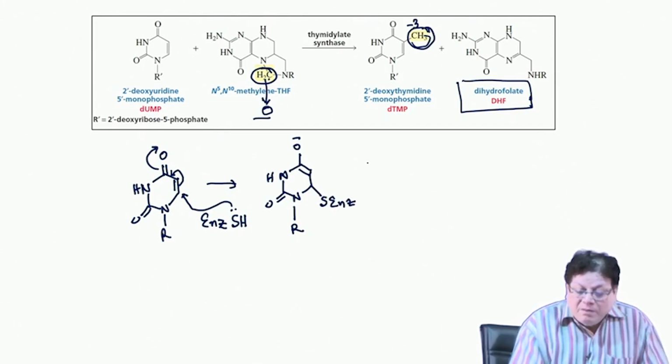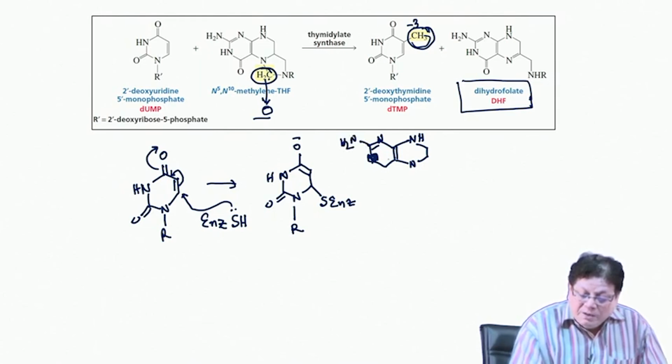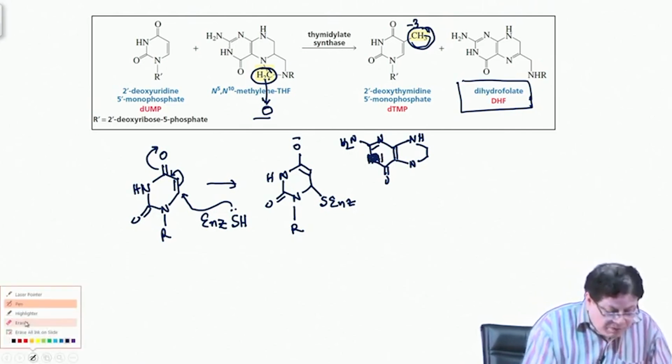Now, this methylene THF is written in just a reverse direction. So, this is N, that is your NH2, this is your carbonyl, and this is your NH. Maybe I can show it properly.